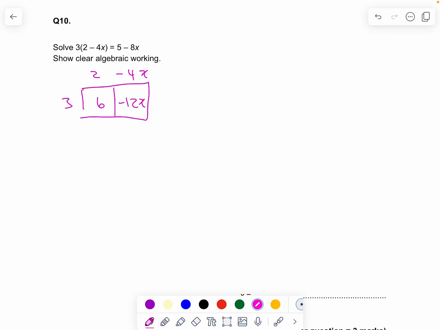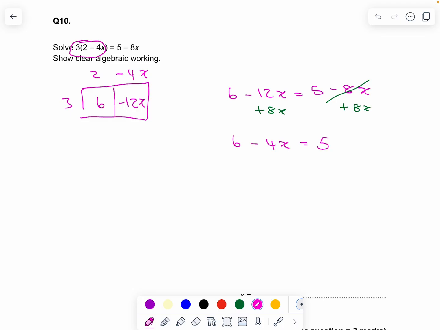So then I make them equal. So I've got 6 take away 12x equals 5 take away 8x. Okay, so all I've done so far is multiply out the brackets from this side. Now I am going to keep my x's on this side, I think, but it doesn't matter if you move it all to the other side. So I'm going to add 8x to both sides to get rid of minus 8x. And I get 6 take away 4x equals 5.